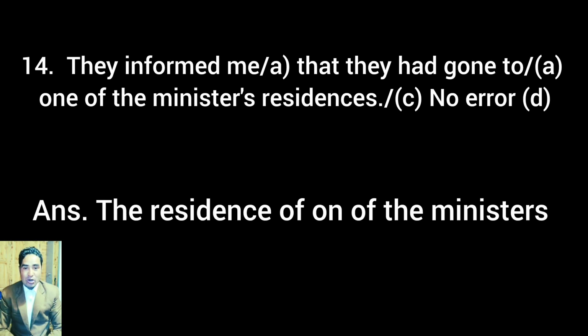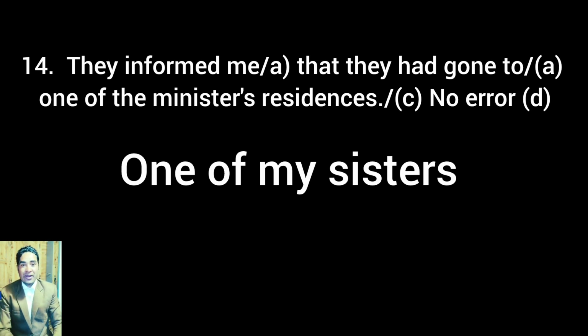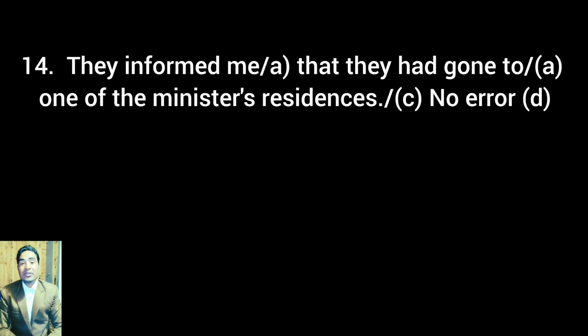But why? Because we don't use apostrophe s with the one of the structure. Guys, point to be noted, it creates ambiguity. As you know very well, after the one of structure we use a plural noun. For example, one of my brothers, one of my sisters, one of my friends. After one of, the noun is always plural.